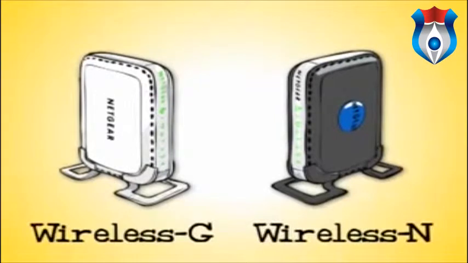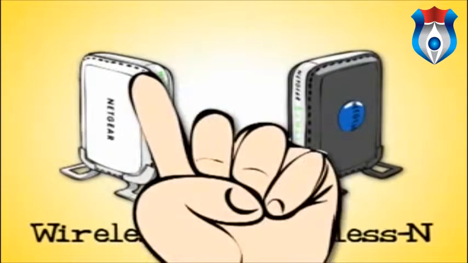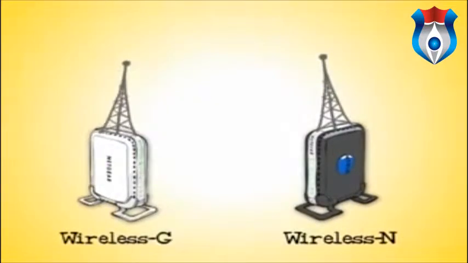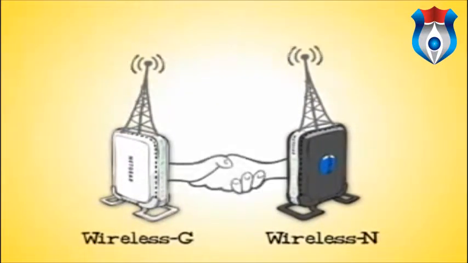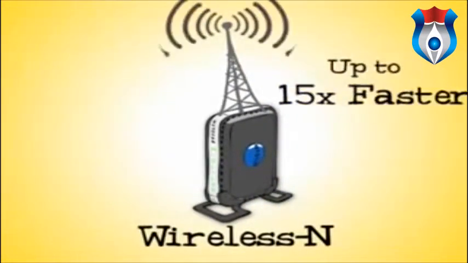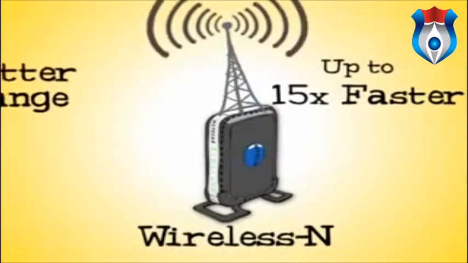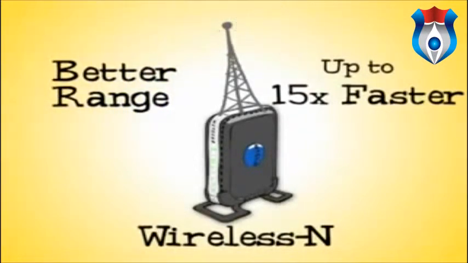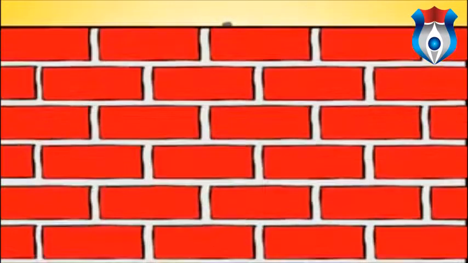When you're choosing a wireless router for your home, you'll need to consider two things. First, wireless G and wireless N both work on the same radio frequency, which is why they're totally compatible. But the big difference between them is that wireless N is up to 15 times faster and has superior range. Range is an important consideration if you're trying to cover a large home or one with heavy building materials such as bricks.